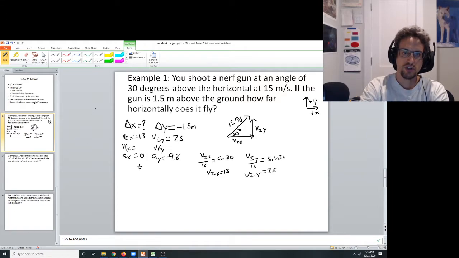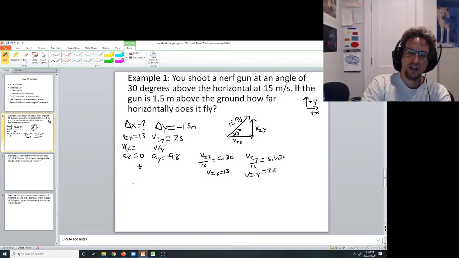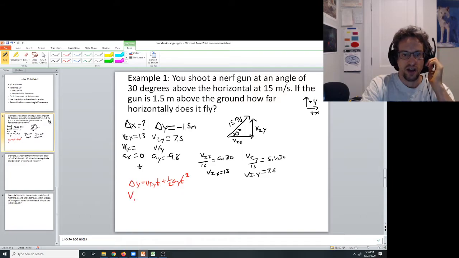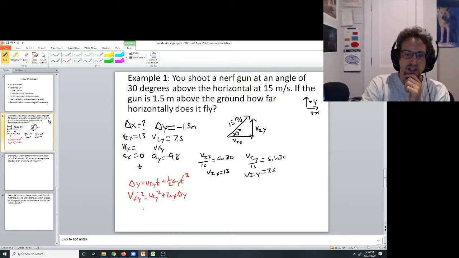Now I could go straight to it. I could use the equation, change in y equals v initial y times time plus 1/2 ay times time squared. But if I do that, I'm going to get that quadratic. And I have to use a quadratic formula or something else. So I'm not going to do that. I'm going to go ahead and try v final y squared equals v initial y squared plus 2ay change in y. I'm going to use that one instead.